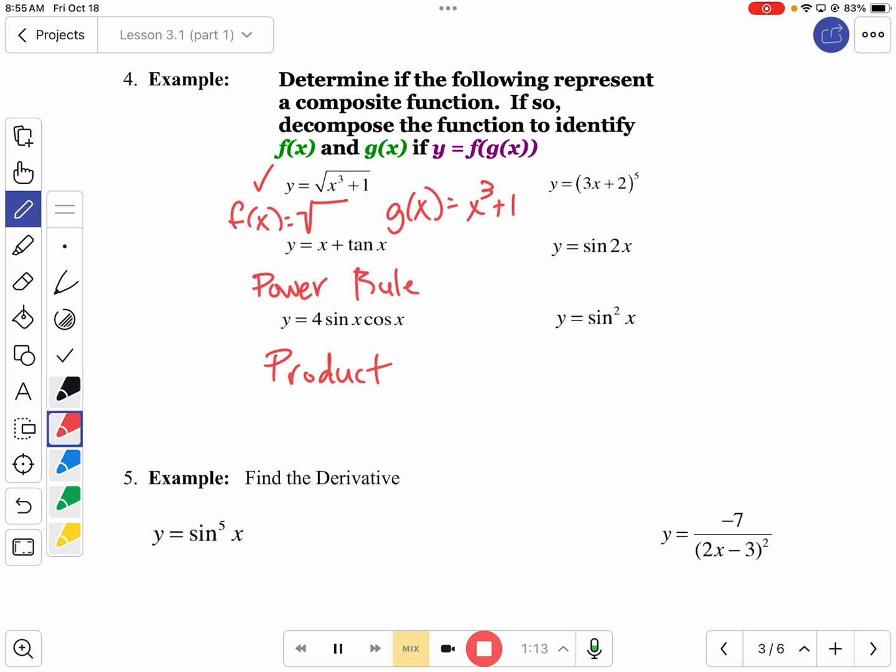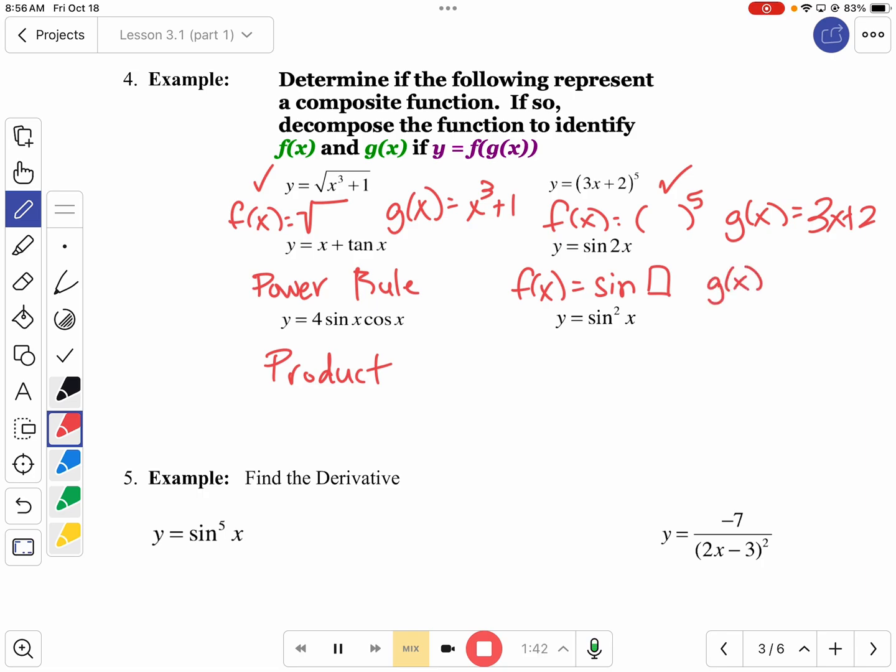What about the next one? Is it a composition? Yes. My outside function is something to the fifth. What's my inside function? 3x plus 2. So recognizing what makes the composition. What about the next one? It's a yes. Trig functions to me are the trickiest. f of x is the sine of something, g of x is that something, which was 2x. If it's anything other than a plain old x inside a trig function, it is a composition. And for a lot of us that is the hardest one to recognize.